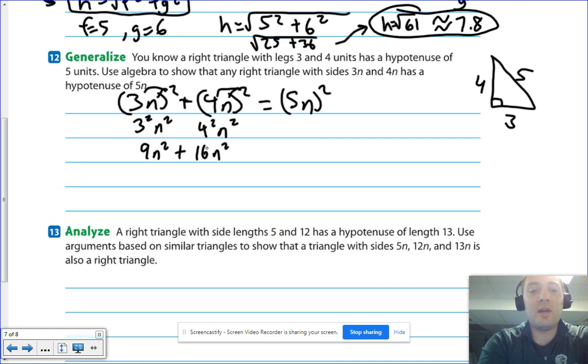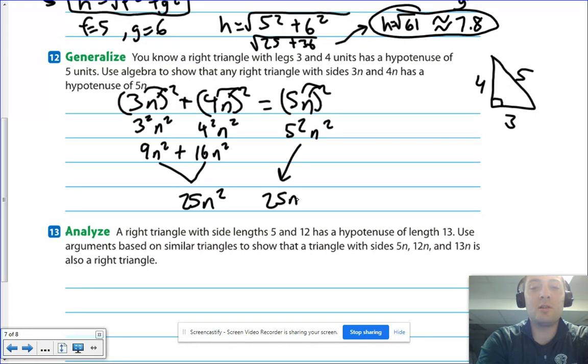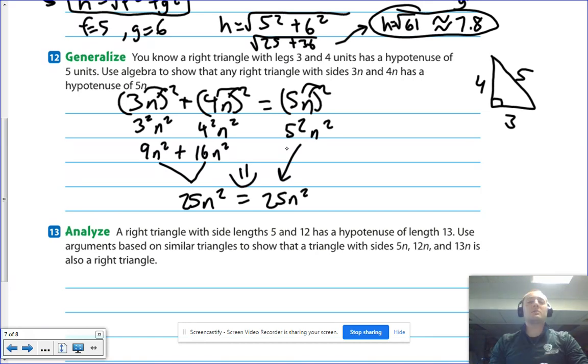And that actually ends up equaling 9n squared and 16n squared. You can combine those. They're like terms. You get 25n squared. Now let's see this one. And square those both. You get 5 squared n squared. And 5 squared is 25. So guess what? We get 25n squared as well. They are equal. Yay! It works.